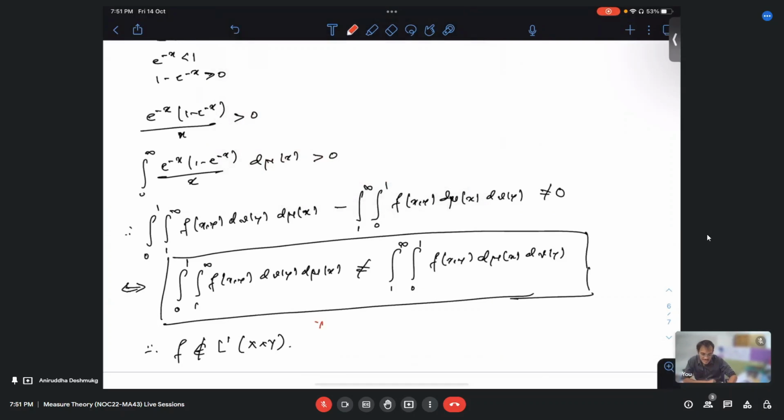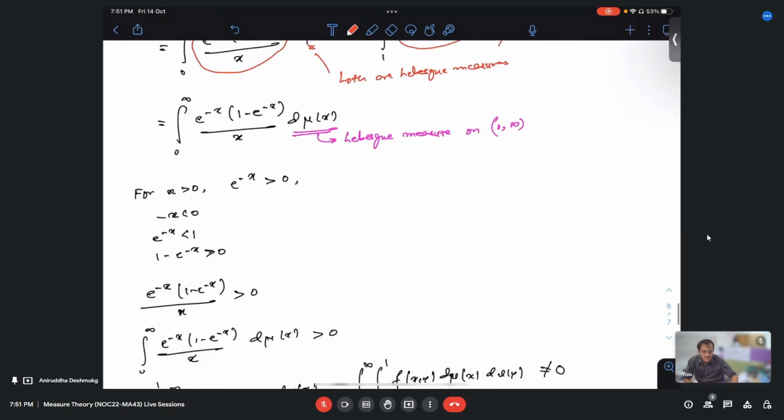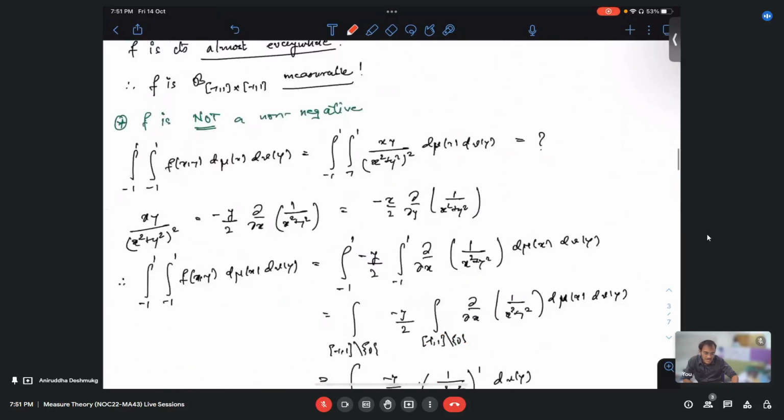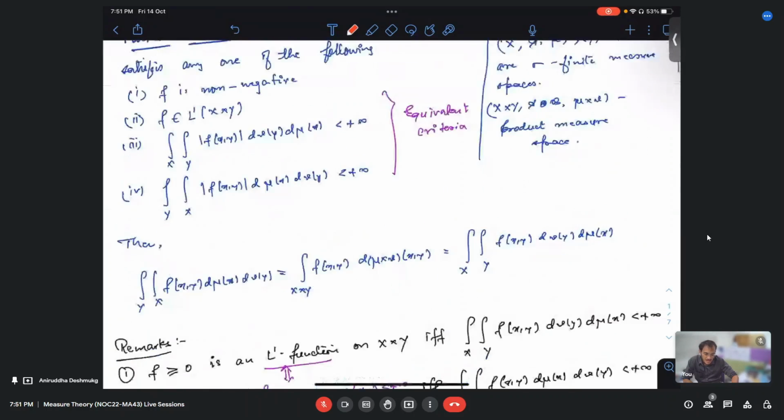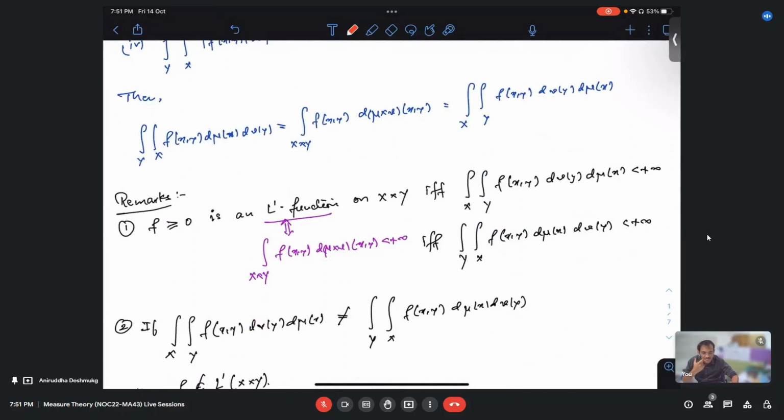So again, in this case as well, we cannot talk much about, in fact, we cannot say anything about this integral of f of xy on the product space X cross Y. So with this, we complete the whole essence of Fubini's theorem and all the possibilities that one can have.